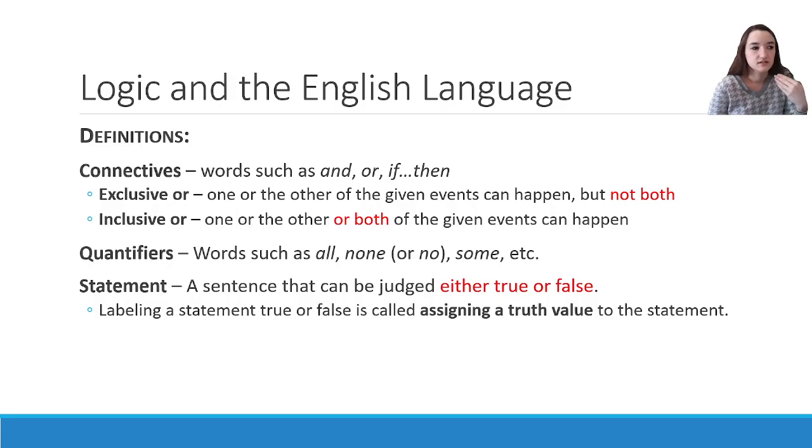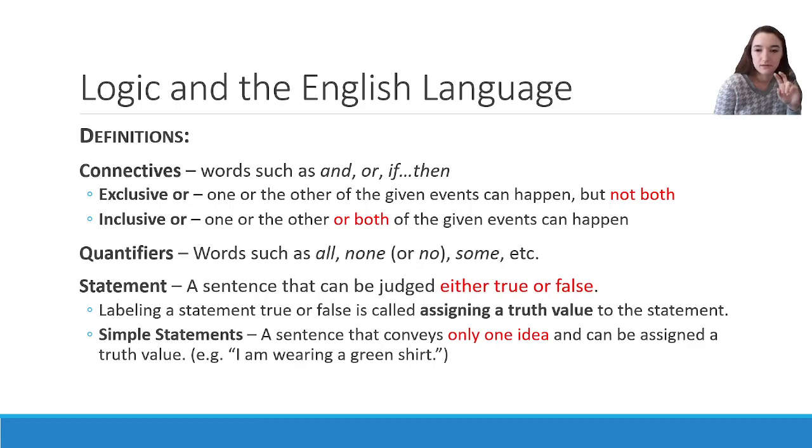So that means that we wouldn't call an opinion a statement, because opinions can't be true or false. A sentence fragment can't really be a statement. A question can't be a statement, right? Because none of these can be judged as true or false unequivocally. You may think your opinion is true, but it's not a fact, right? Just because you think it's true.